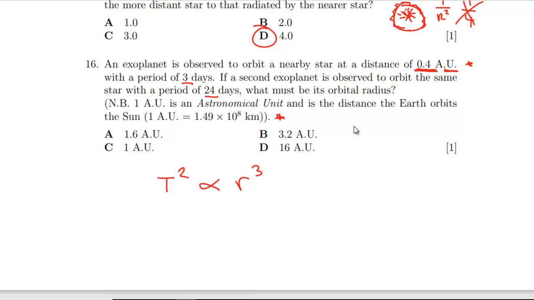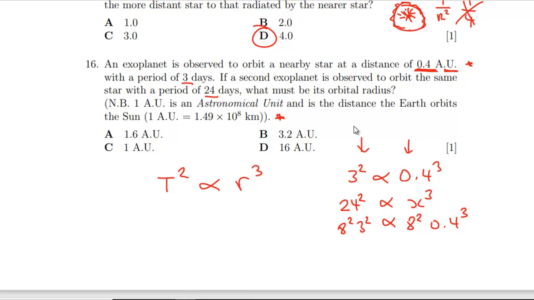So if we've got 3 days, we've now got 24 days. So we're going to have that 3 squared is proportional to 0.4 cubed. So 24 squared is going to be proportional to some x cubed. So this is 8 squared times 3 squared, which has to be proportional to 8 squared times 0.4 cubed. That's just multiplying both sides of this top proportionality by 8 squared.